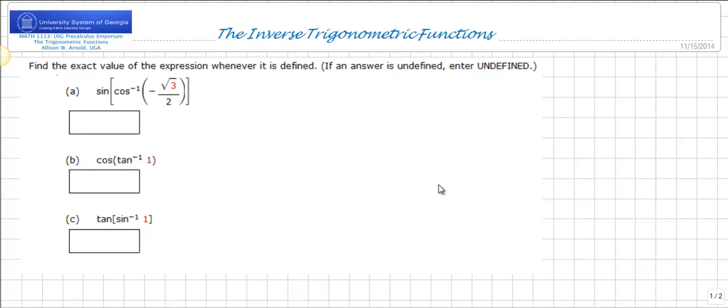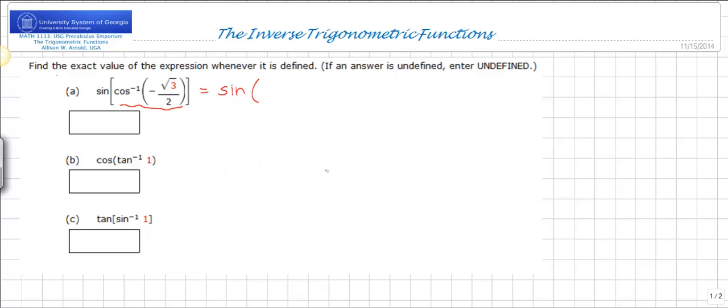Okay, now let's have a little more fun here. Let's combine functions that aren't inverses of each other. For example, sine of cosine inverse of negative root 3 over 2. So for each of these parts, I'm going to go off to the side and deal with working my way inside out.